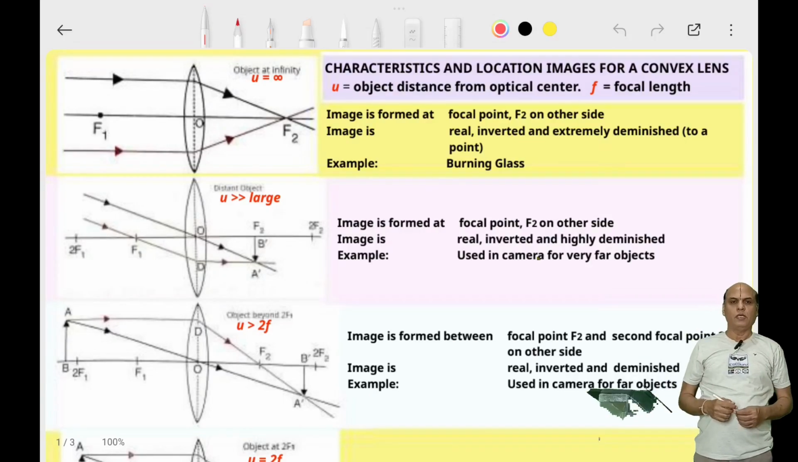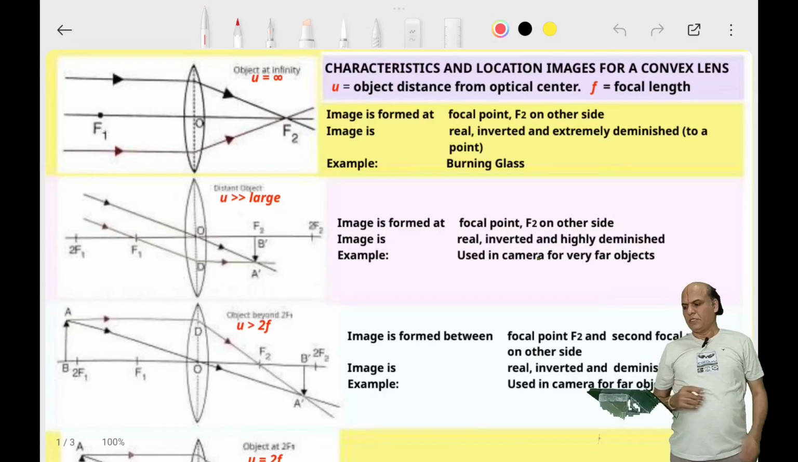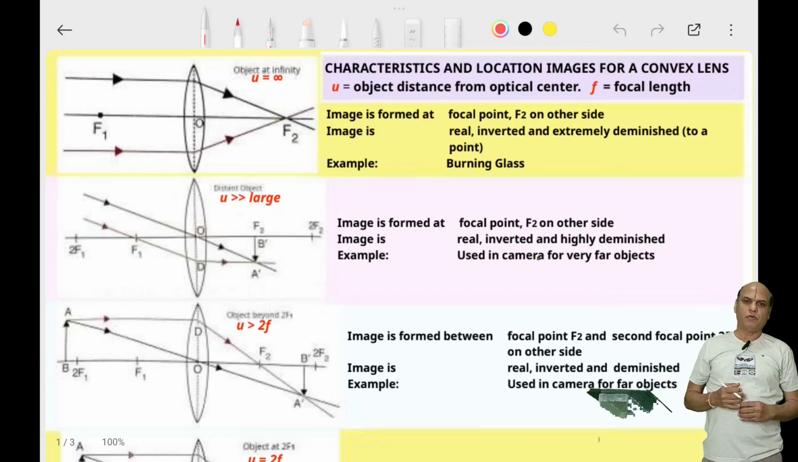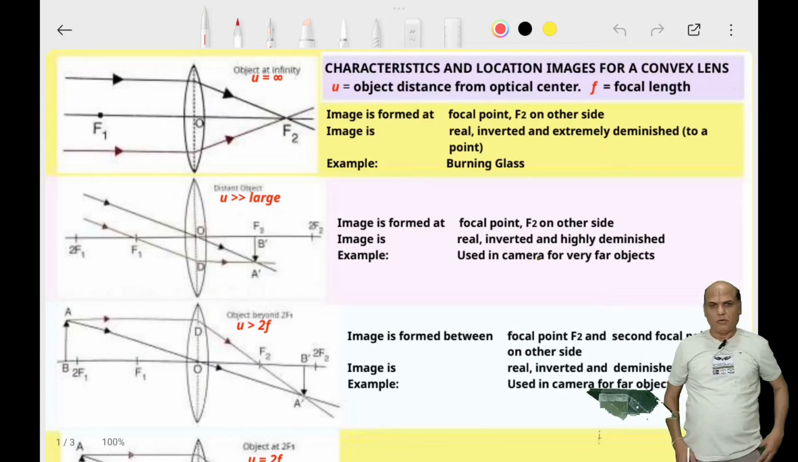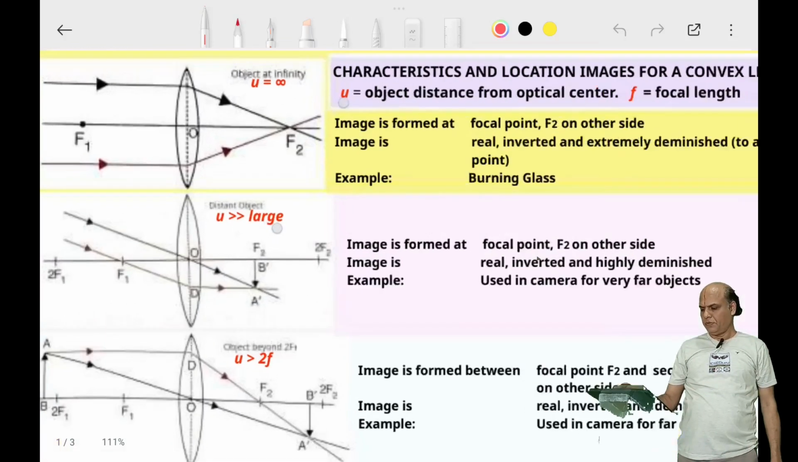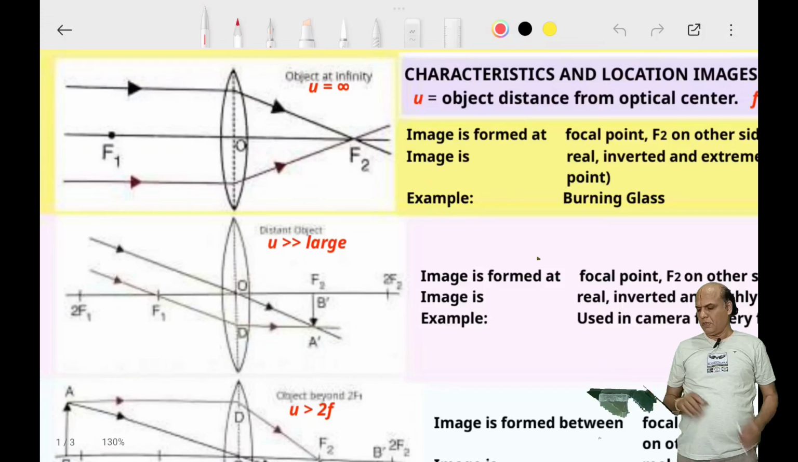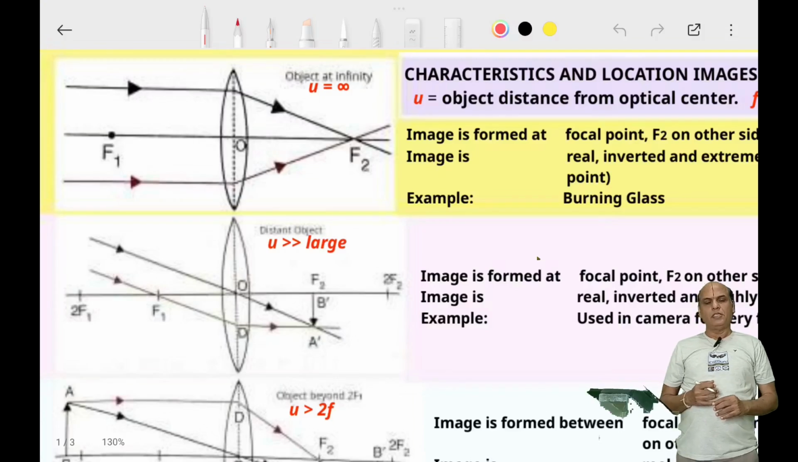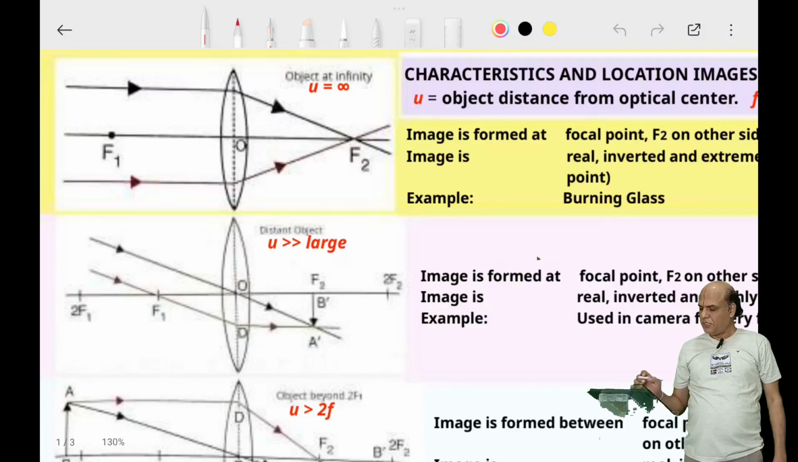Welcome to the session. Today we'll discuss the characteristics and location of images formed by convex and concave lenses. So focus on the screen. Here in the first white box on the left side, the incident rays are parallel to the principal axis.